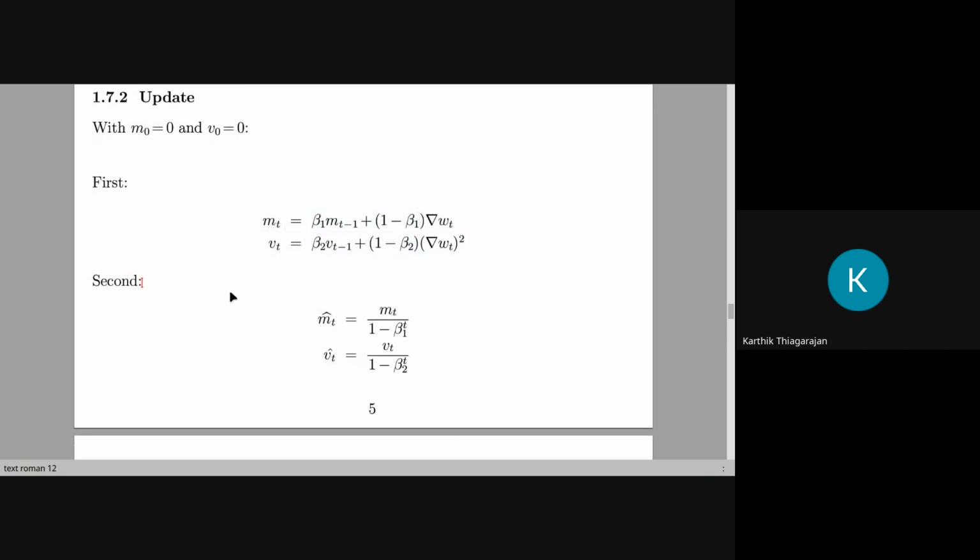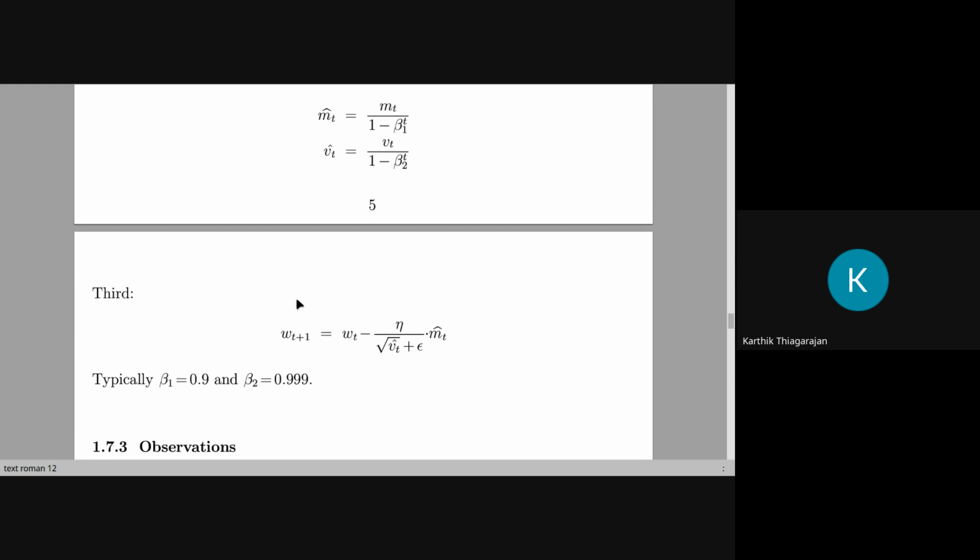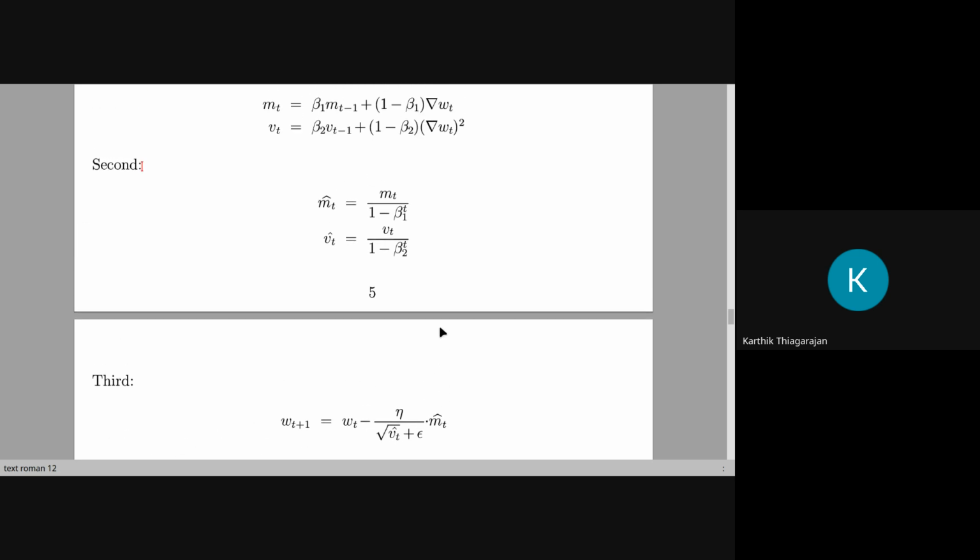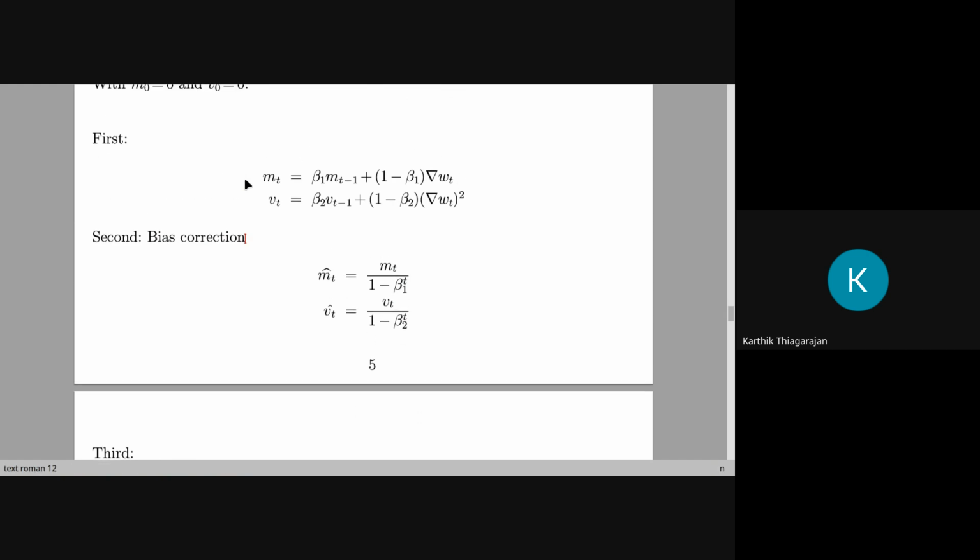Okay, so you do this, and what you could have done is directly gone here and done W_{t+1} equal to W_t minus eta by all this into M_t, but instead there is an intermediate step which is called bias correction. Now, why is this bias correction required? Of course, there is a statistical way of showing this. You take expectation, and you would have seen the lectures, right? You could do that.